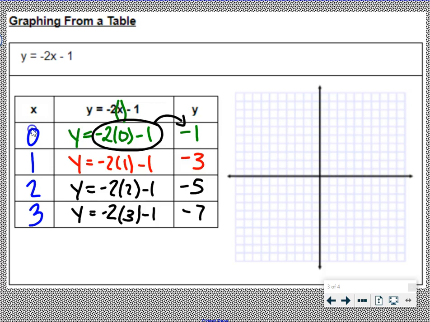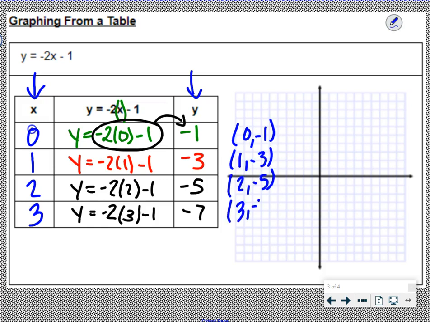Now what this table does is it gives us ordered pairs. It gives us an x coordinate and it gives us a y coordinate. So right here we have 0, negative 1. Then we have 1, negative 3. We have 2, negative 5. And we have 3, negative 7. And all we have to do is plot those points on our coordinate plane.